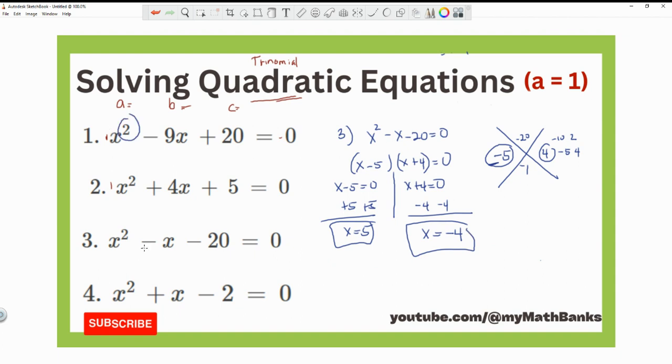I'm going to leave number 4 as my challenge question. See if you can solve it using this x method or if you need to use the quadratic formula.